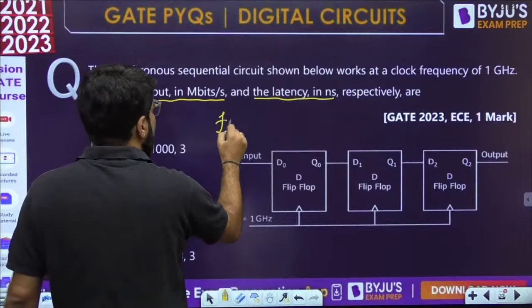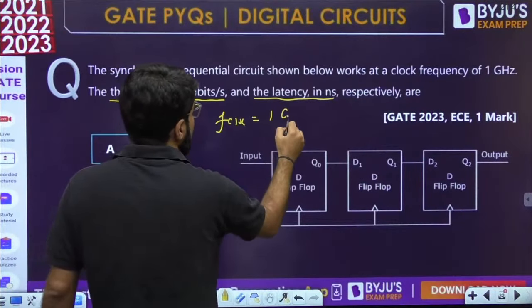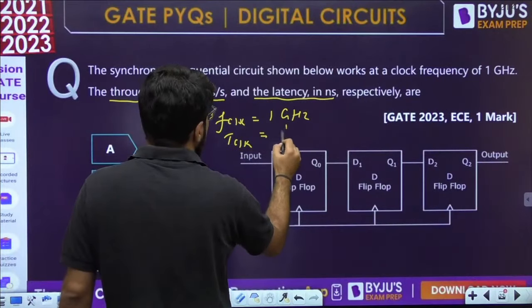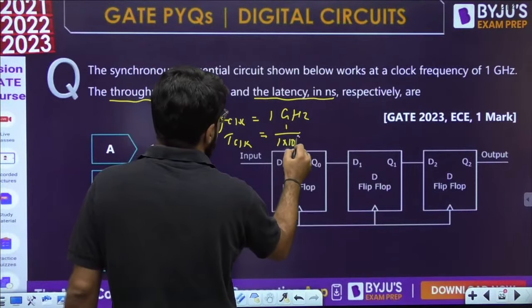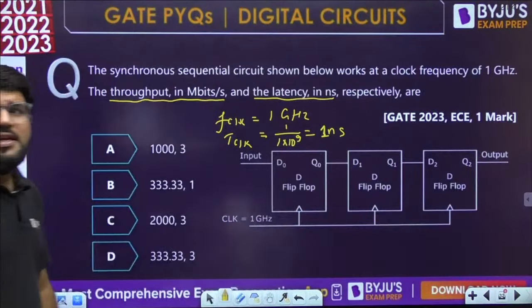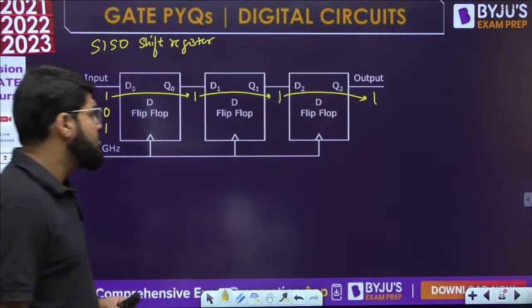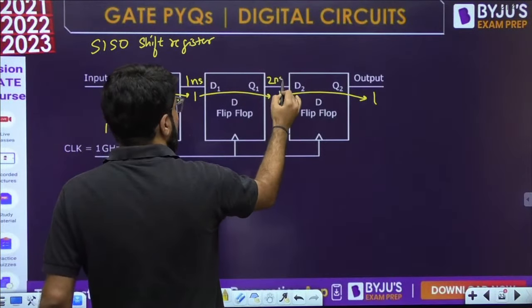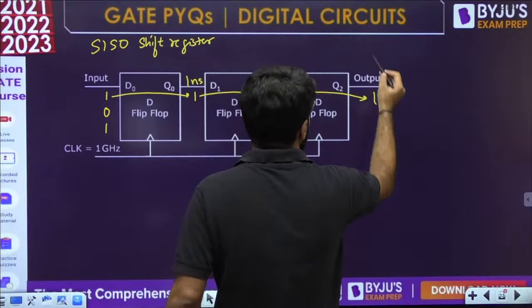There is the clock frequency given to me. The clock frequency is 1 gigahertz. So, of course, what is the time period of the clock? That is going to be 1 upon 1 gigahertz, that is simply 10 power minus 9, 1 nanosecond. So it reaches here at 1 nanosecond, it reaches here at 2 nanoseconds, and finally it reaches the output.